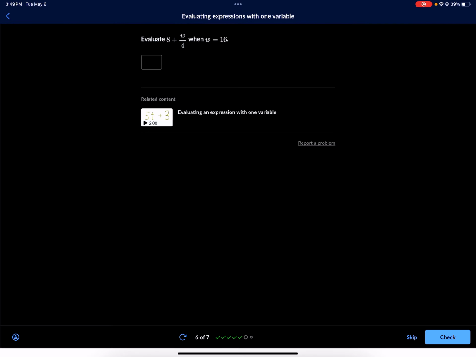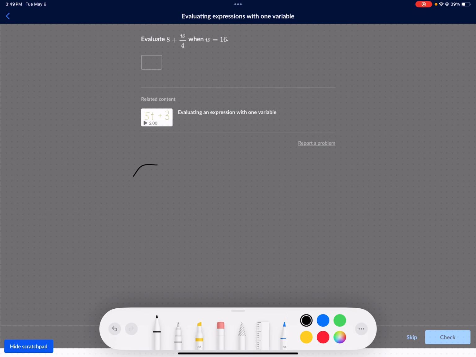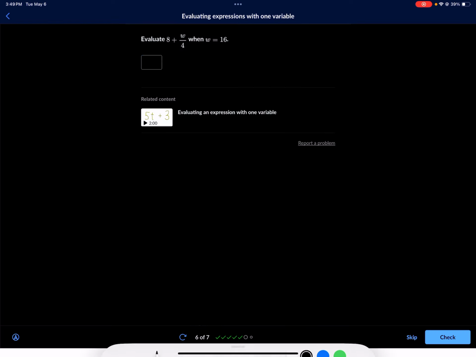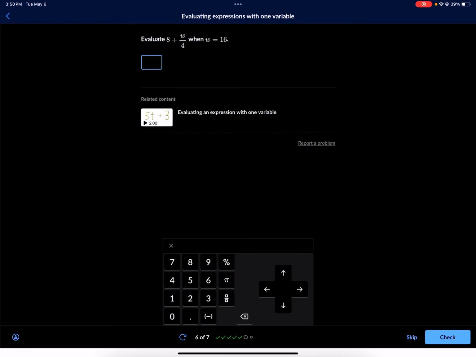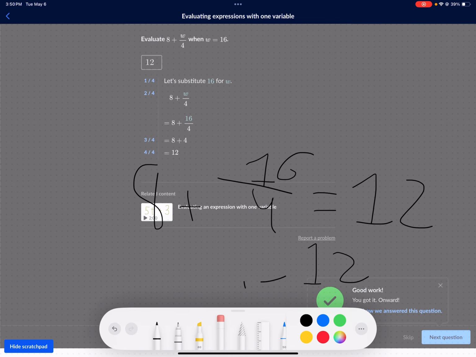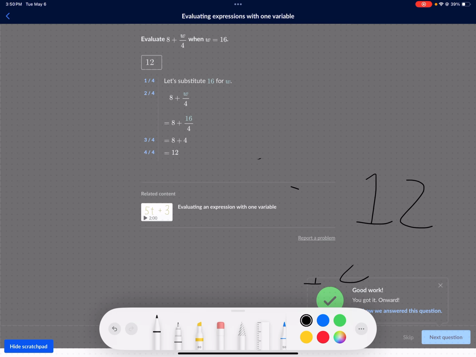Evaluate 8 plus w over 4 when w is 16, so we have 8 plus 16 over 4. This is equal to 12. You got 8 plus 4, because 16 divided by 4 is 4, and then 8 plus 4 is 12. So it's 12. If you got that right, good job. If you didn't, here is the video, and happy studying.